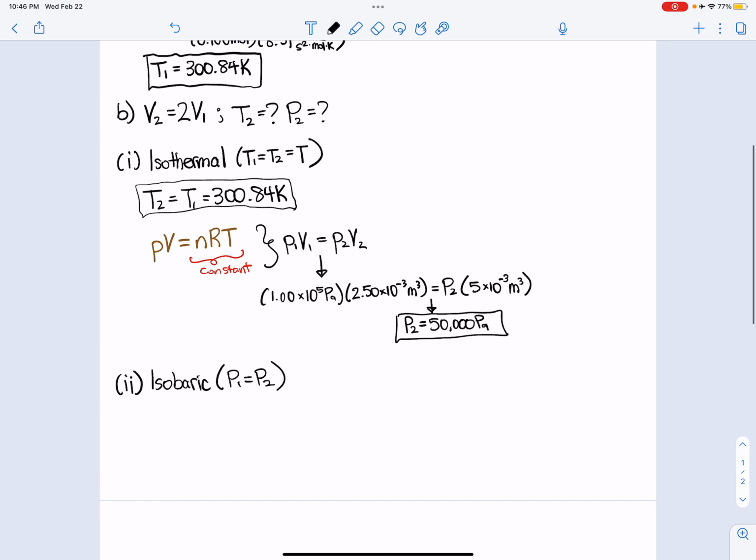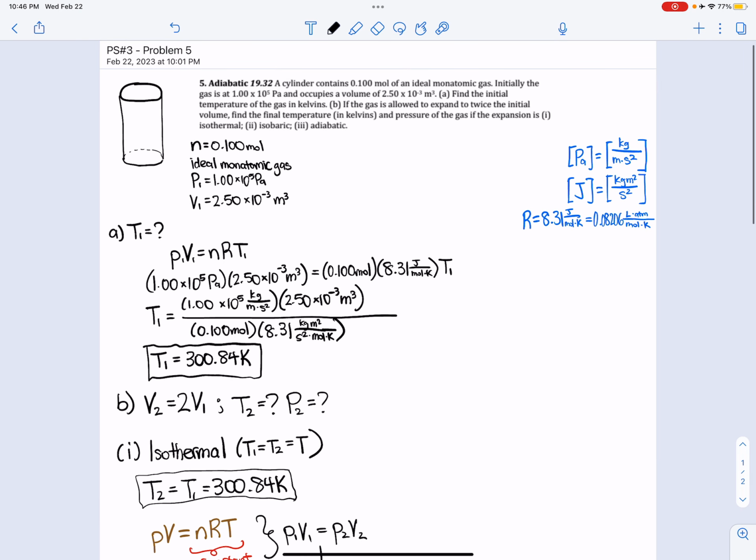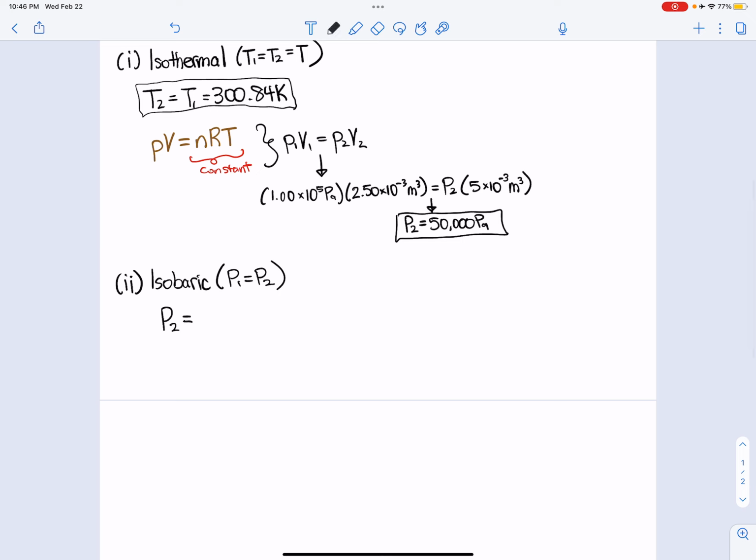Right away, I already know my final pressure. Final pressure is equal to P1, which was given to us. So P2 is also equal to 1.00 times 10 to the 5th pascals. Didn't even have to solve anything. I just know in an isobaric process, pressure is constant. So P1, initial pressure, equals final pressure.